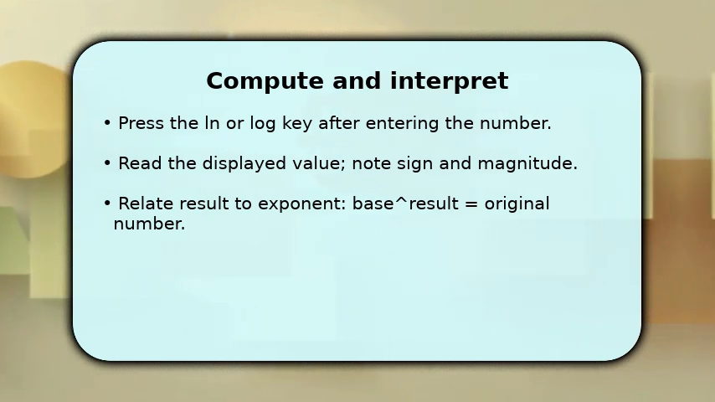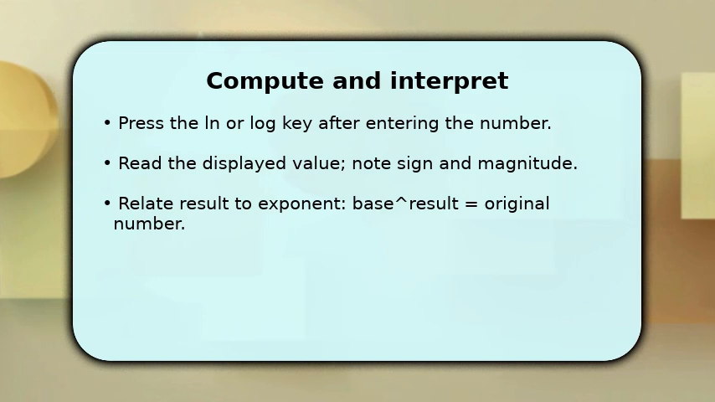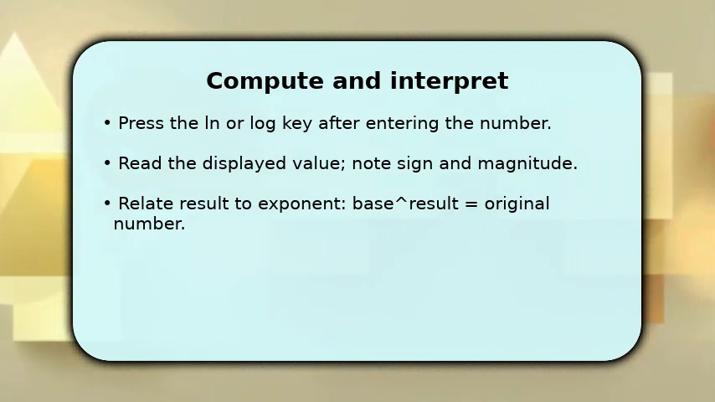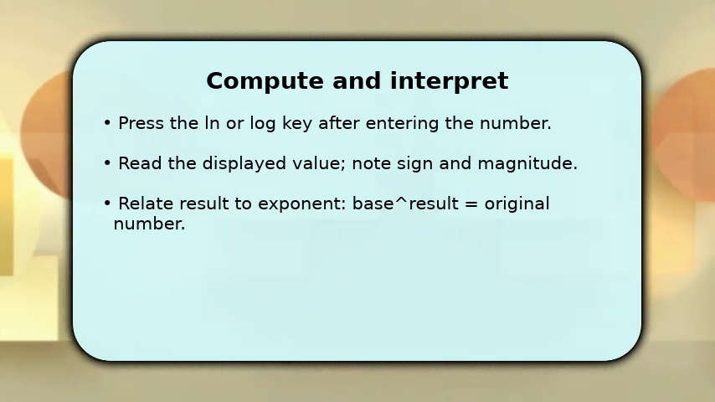A negative result means the original number was between 0 and 1, while positive means greater than 1. Make sure you understand that this result is the exponent. For common log, 10 to the result equals the original number. For natural log, e to the result equals the original number. If you need a different base, follow the change of base step next.